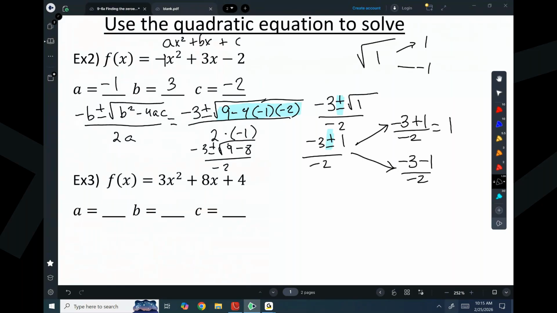Negative 3 minus 1? Negative 4. Negative 4 divided by negative 2? 2. So what are my answers? 1 and 2. So if I wanted to go and write my final answer, I'd say x equals 1 and 2. You could put it in brackets if you wanted, or set notation, right?